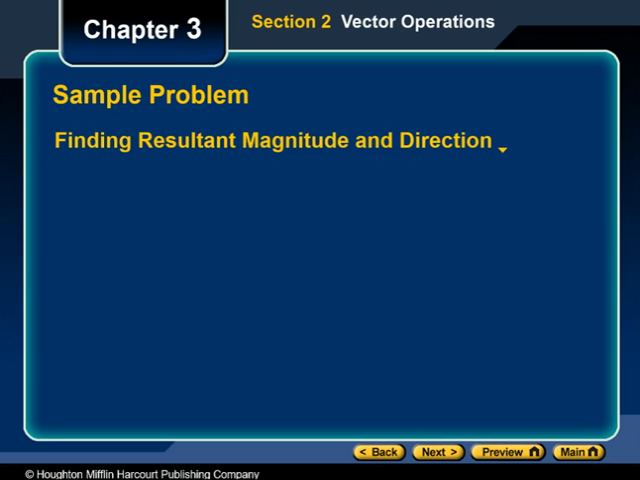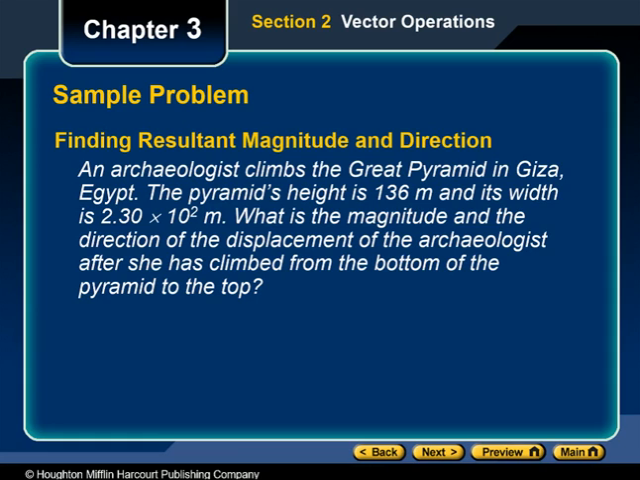Remember, it's the difference between distance traveled and total displacement, or the difference between speed and velocity, right? Scalar versus vector. So here we have a sample problem that reads, an archaeologist climbs the Great Pyramid in Giza, Egypt. The pyramid's height is 136 meters and its width is 2.30 times 10 to the second meters. What is the magnitude and the direction of the displacement of the archaeologist after she's climbed from the bottom of the pyramid to the top? So again, talking about displacement, there's going to be a magnitude and a direction.